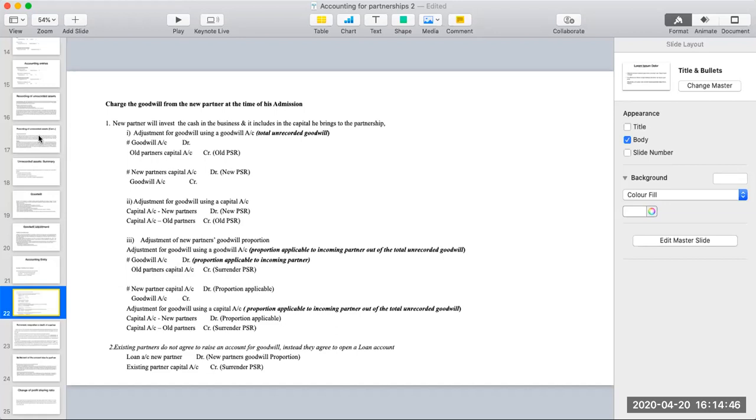If this goodwill adjustment is made only through capital accounts, then we'll forget about the goodwill account. Then old partners' capital accounts are credited according to the old profit sharing ratio, and new partners' capital accounts are debited according to the new profit sharing ratio. So here, new partners will include all the partners, right? If you take the net impact of this, then the new partner's account will be debited and credited to the old partners according to the surrender profit sharing ratio. Right. Adjustment of new partner's goodwill proportion.